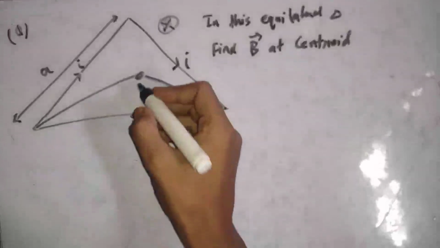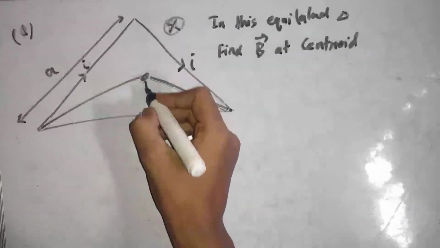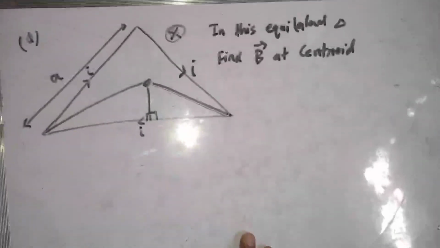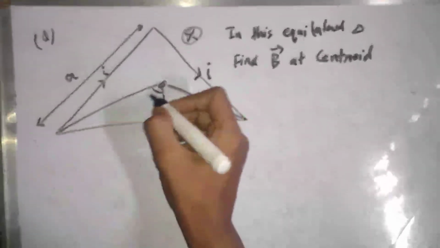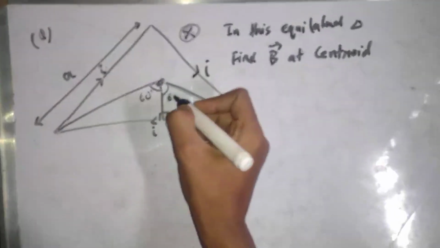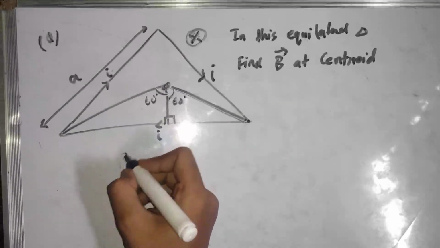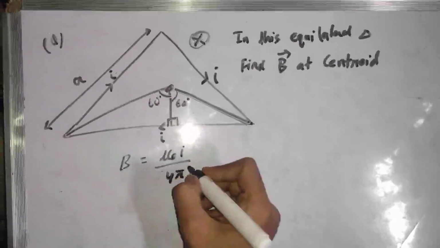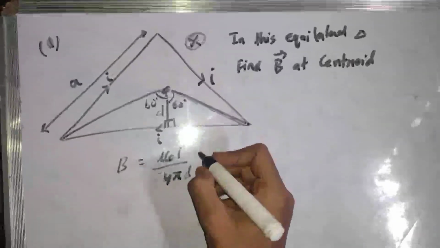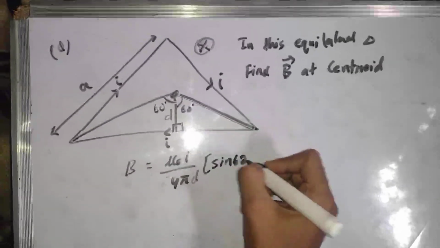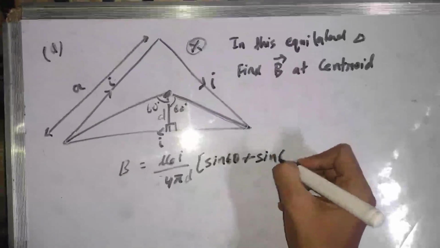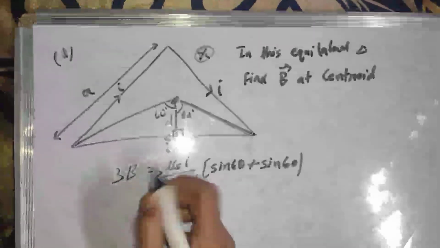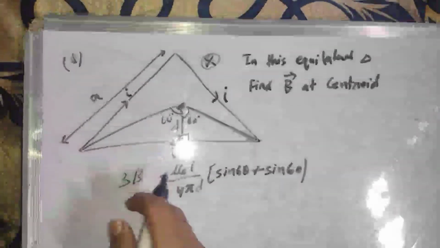So let's solve it. If you join these two, we have to draw a perpendicular, because we know that particular special case only acts when it is perpendicular. Then this angle is 60 degrees and this also is 60 degrees. Then our B is mu naught I by 4 pi D, let's call this distance D, into sine 60 plus sine 60. We have to find this D, and because this is because of one side, we have to multiply it by 3 to get net magnetic field.